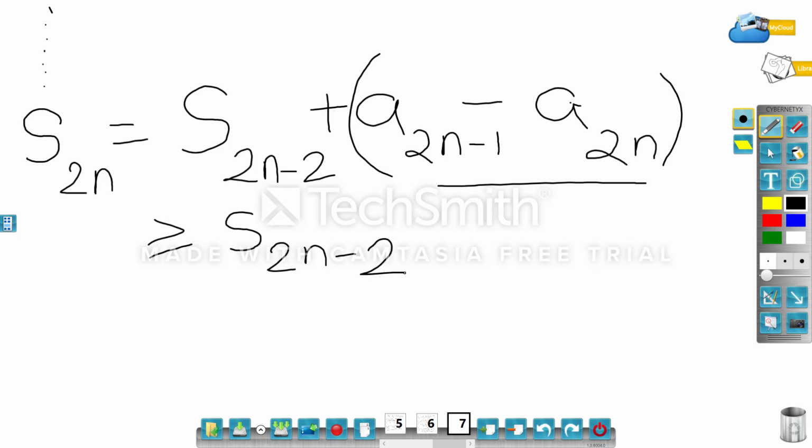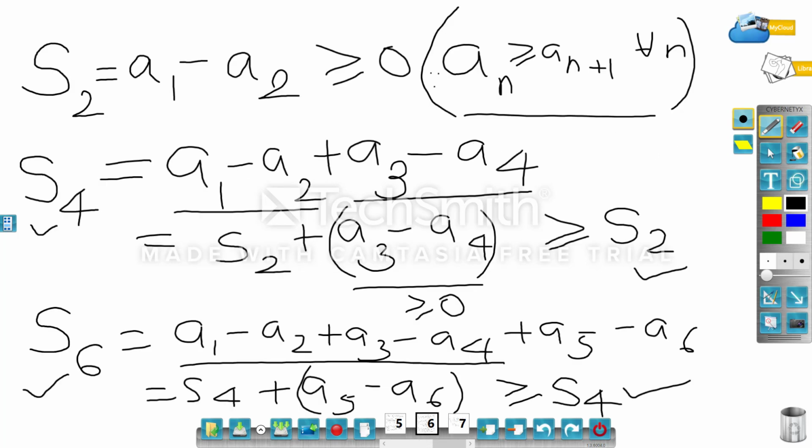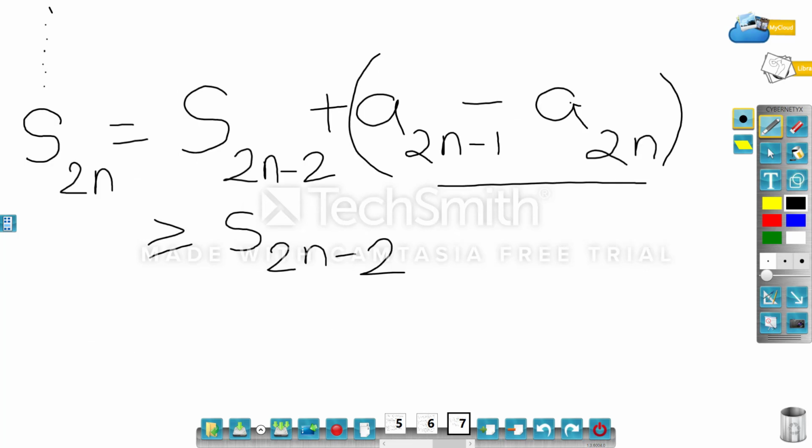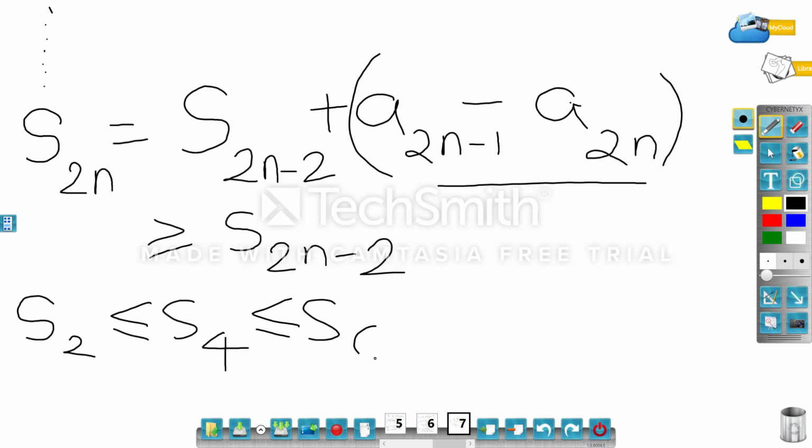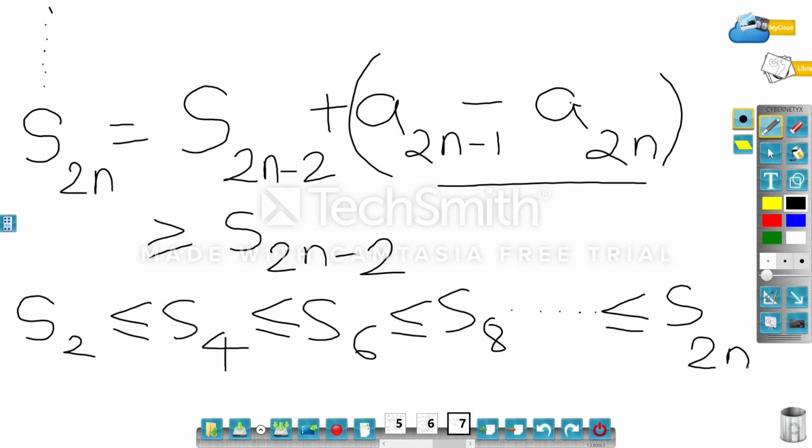So you will observe that we got a sequence where S2 is smaller than S4, S4 is smaller than S6, S6 is smaller than S8, S8 is smaller than S10, and so on and so forth. At last, S of 2n minus 2 is smaller than S of 2n. So the sequence is as follows: S of 2 is less than or equal to S of 4, which is less than or equal to S of 6, which is less than or equal to S of 8, and so on, less than or equal to S of 2n.